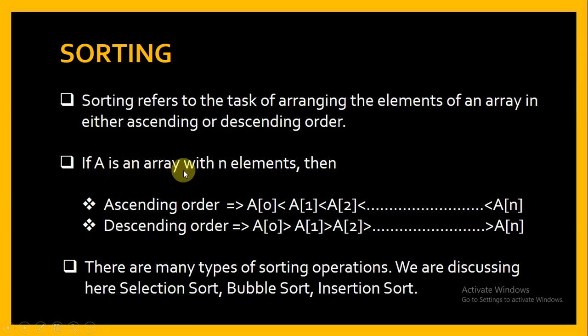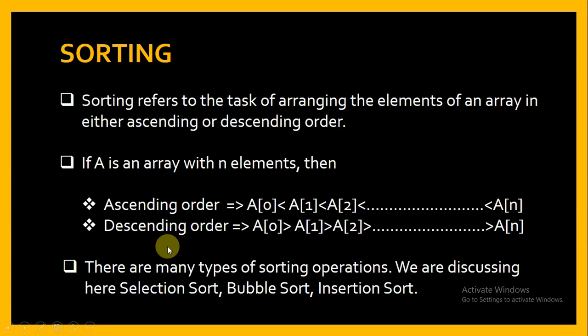If A is an array with n elements, then in ascending order, A0 is less than A1, which is less than A2, and so on till An. It means the first element is the smallest element, the second element is the second smallest element, and so on. That is, all the elements are arranged in increasing order.